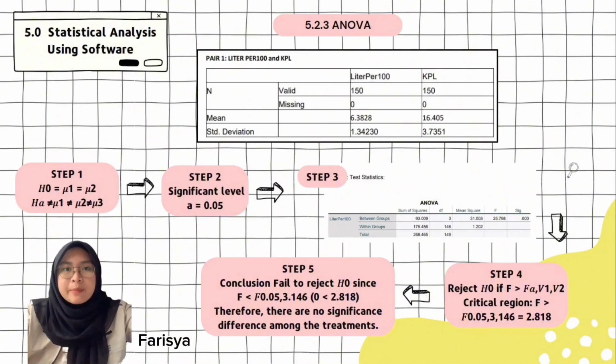Let's go to the next part, which is ANOVA. They also have 5 steps. Step 1, use this formula. Step 2, the significant level is 0.05. Step 3, get the calculation from SPSS. Step 4, reject H0 if F more than F alpha, v1, v2. Critical region: F more than F 0.05, 3, 146 equal to 2.818. Last step, conclusion. Fail to reject H0 since F less than F 0.05, 3, 146. Therefore, there are no significant difference among the treatments.